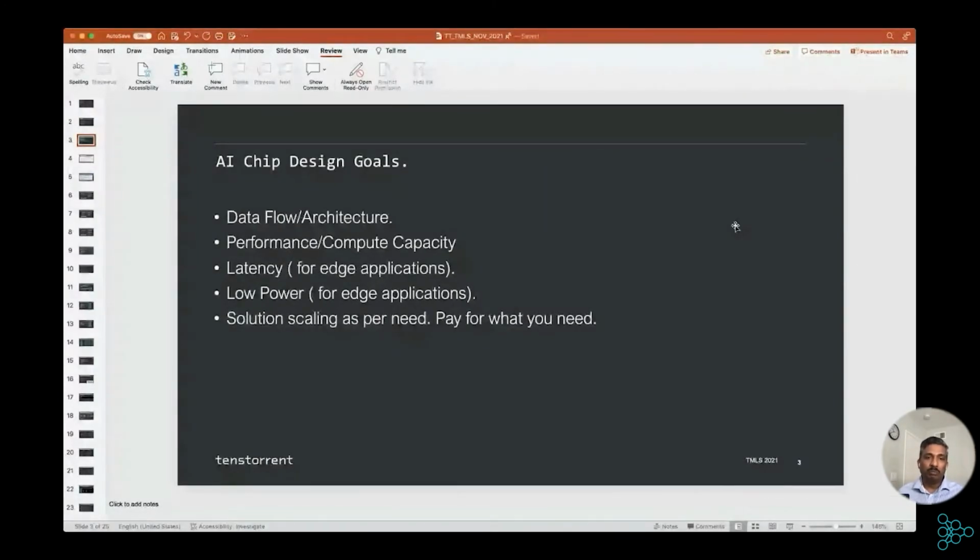But more importantly, the most important thing, which we feel is important, is the solution should scale as per need. As the models are growing, you don't want to have a very large solution, which might work, but it's something more than what you need. So if an architecture can really scale as per the need of the ML designer, that's exactly the right chip for the AI needs. So sort of like pay for what you need.